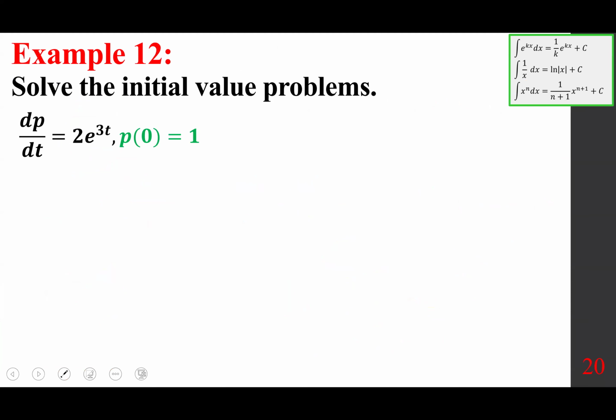Solve the initial value problem. dp/dt, that means p prime of t is 2e to the power of 3t, and p of 0 equals 1. So the question is, what do we mean by initial value problem?